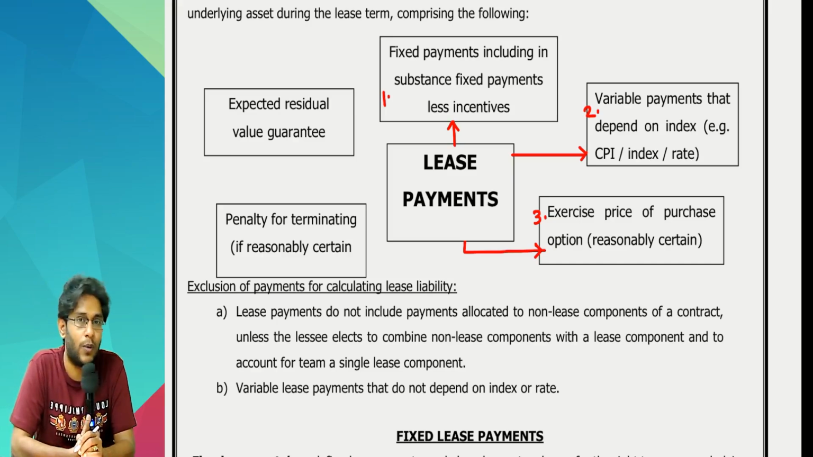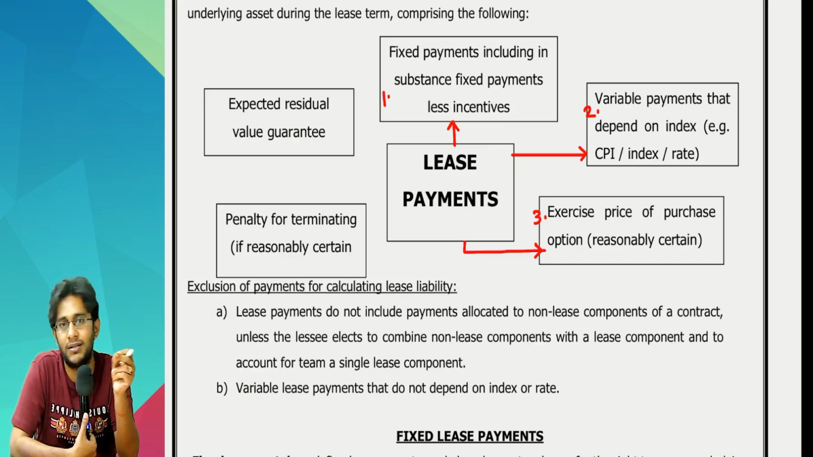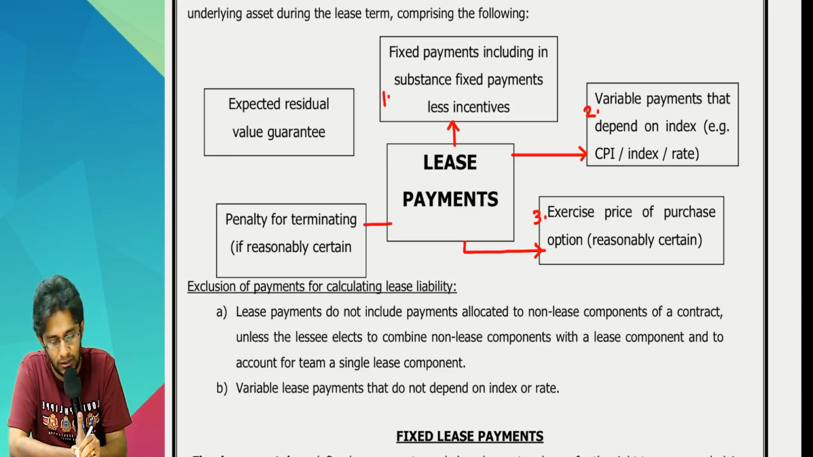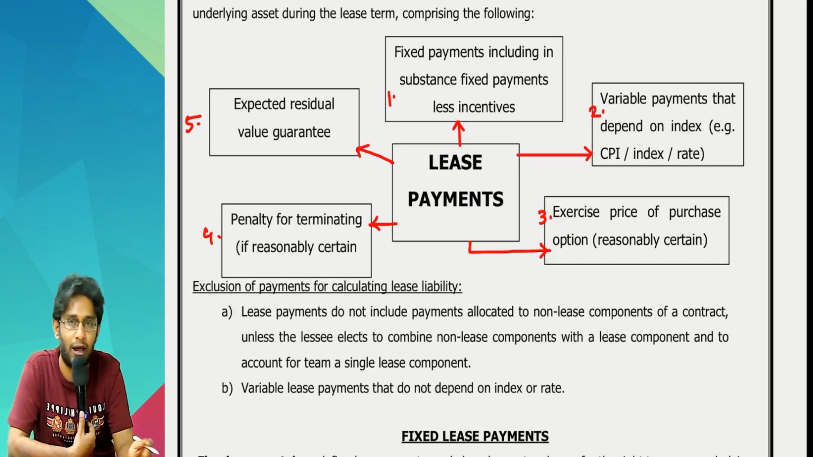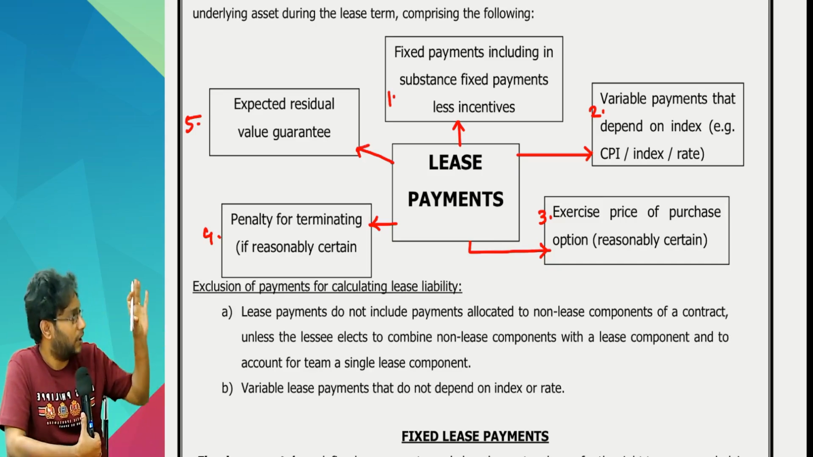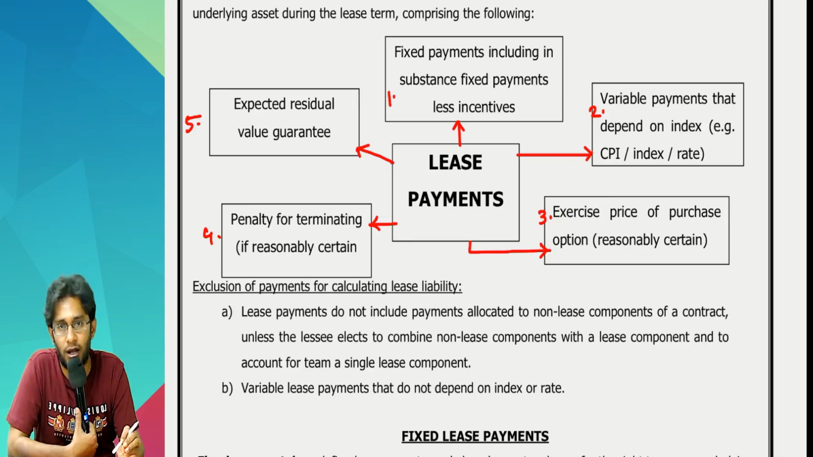We just now discussed the option to terminate. In a 10-year lease, the lessee can terminate the lease at the end of 7 years also. In case he does that, then he has to pay some termination penalty. The termination penalty also becomes a lease payment. And number 5 is the expected residual value or guaranteed residual value. These 5 things put together are called lease payment.